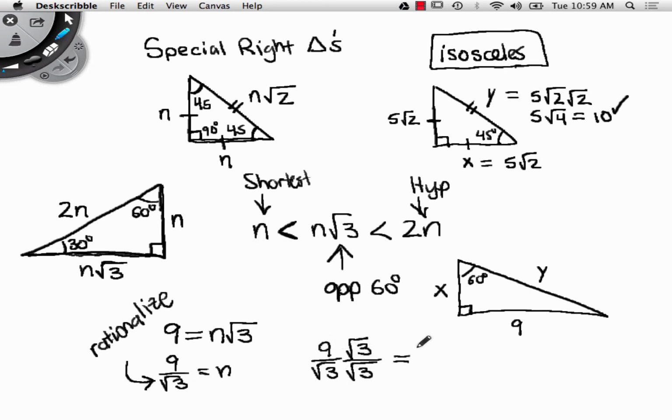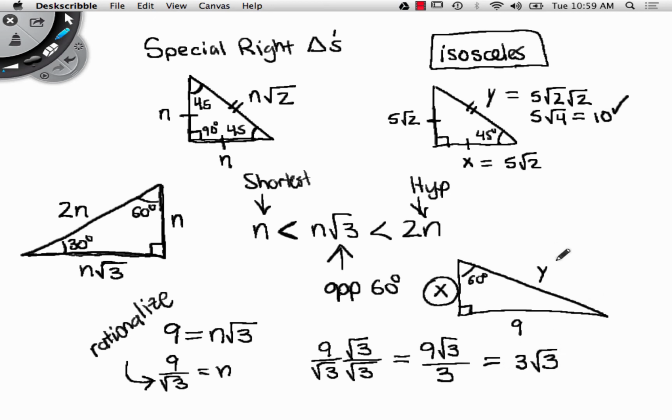So the numerator becomes 9 square roots of 3. What does the denominator become? Square root of 9, but 9 is a perfect square. So it would be 3. So it becomes 3, and now 9 is divisible by 3. So it would be 3 square roots of 3, because 9 divided by 3 is 3. So that means that this side right here is 3 square roots of 3. Does that make sense to you?